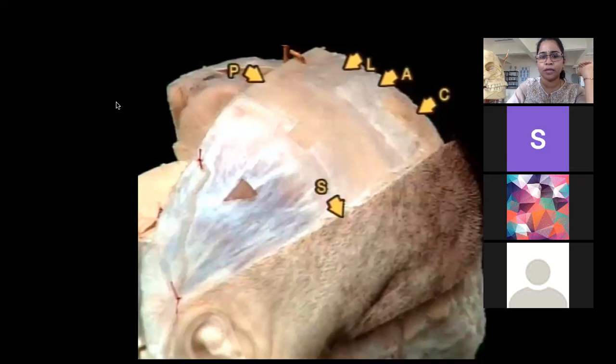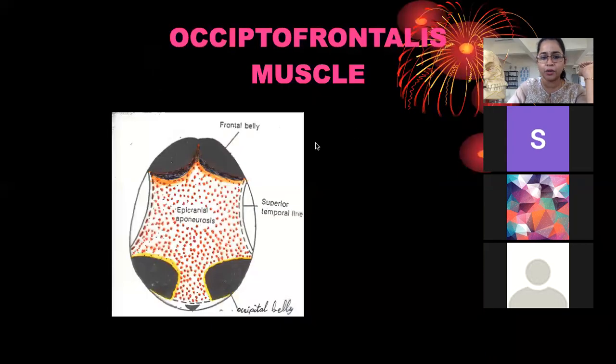Yes, ma'am. Right. So here you can see that these are the layers, that is skin, connective tissue, aponeurosis, loose areolar tissue and pericranium. We will discuss these two a bit later. Okay. Now let us see about these muscle attachments. What are the muscle attachments? Together, only these muscles are called the occipitofrontalis muscle.